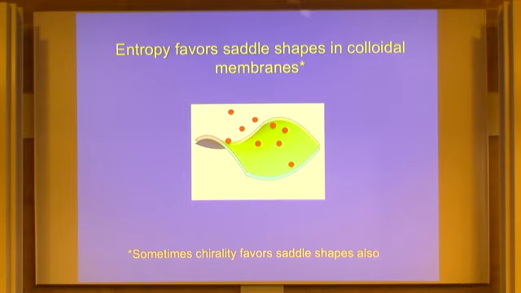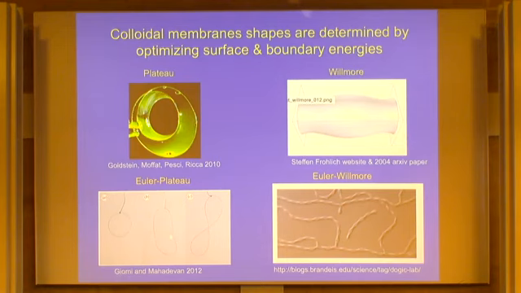And we're going to make a simple geometrical argument that says that the saddle shapes are favored. We'll see that chirality, the intrinsic handedness of these virus particles, is also important, and that will also favor saddle shapes, and that will come into play as well. So to put the problem into a little bit of a mathematical context, I want to mention these kind of classic problems of shape optimization.